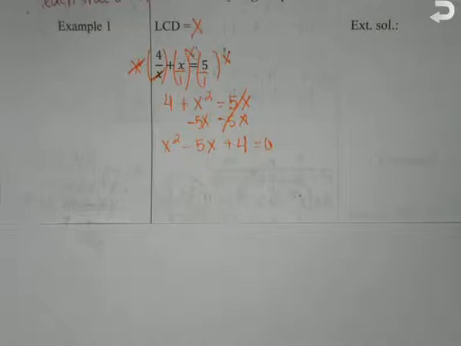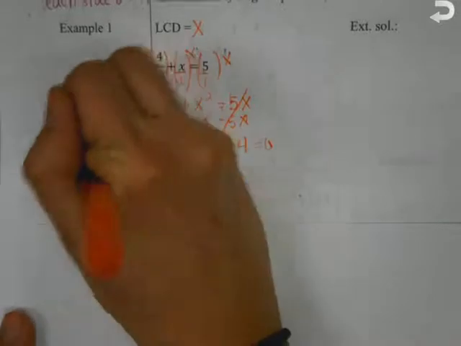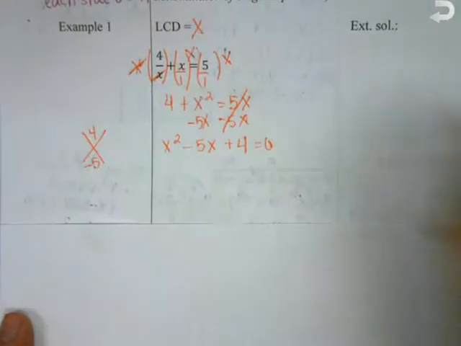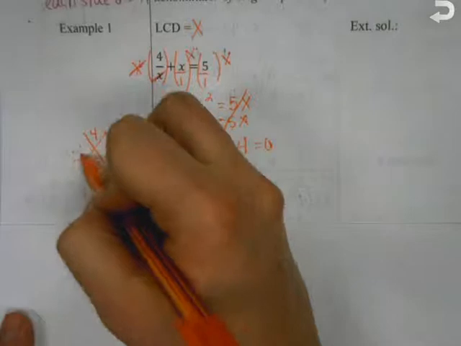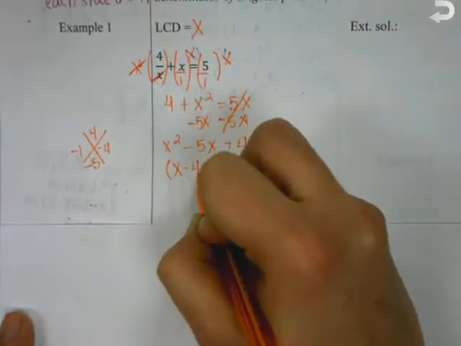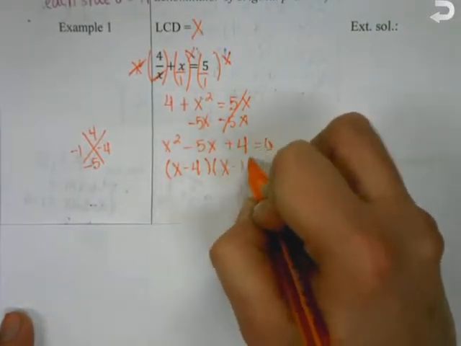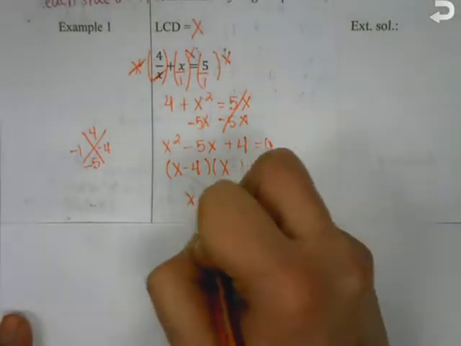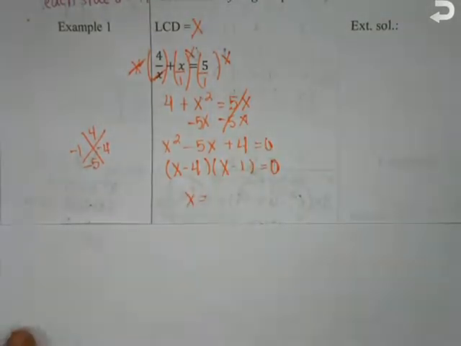Okay, now solving this should be easy. What method would you use to solve? Diamond. So what two numbers multiply to 4 and add up to negative 5? Good. Negative 1 and negative 4. So this is going to be x minus 4 times x minus 1 equals 0. So x equals what? 4 and 1.